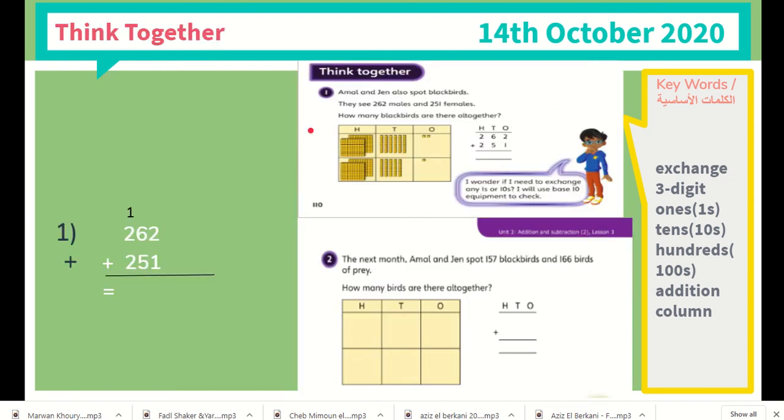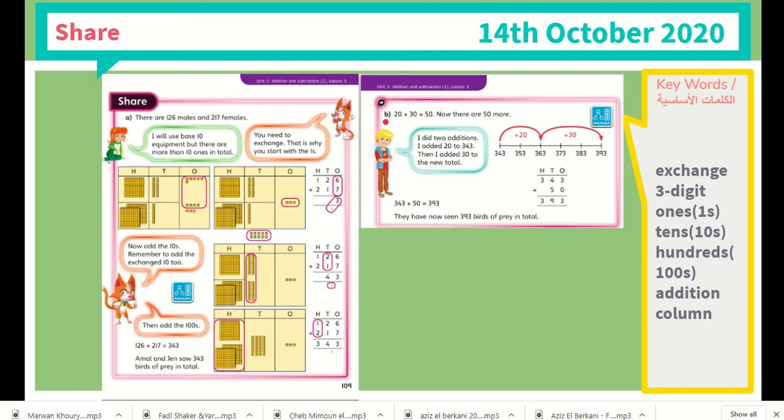So easy. Okay. Question B, we have 20 add 30 equal 50, right? So now there are 50 more. So you do 2 additions. First you add 20 to 343, then you add 30 to the new total. Okay?